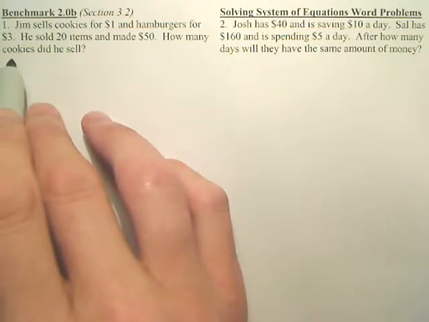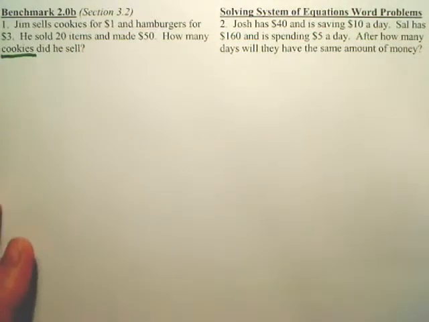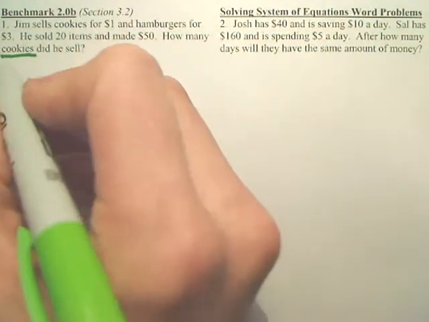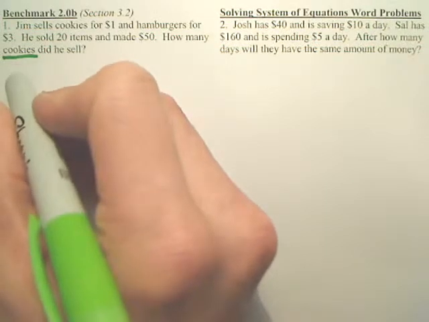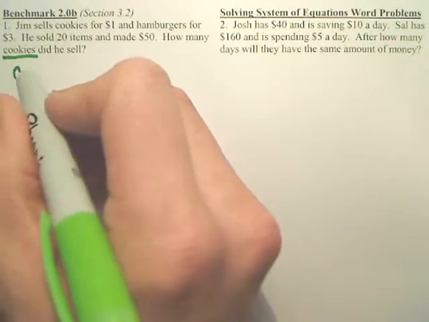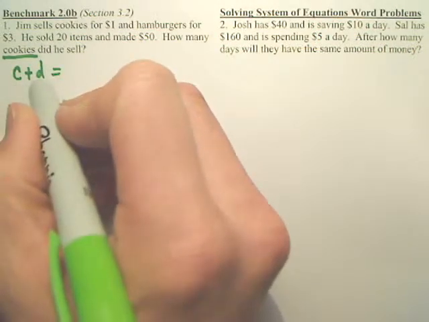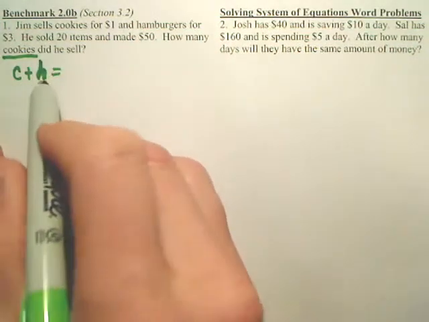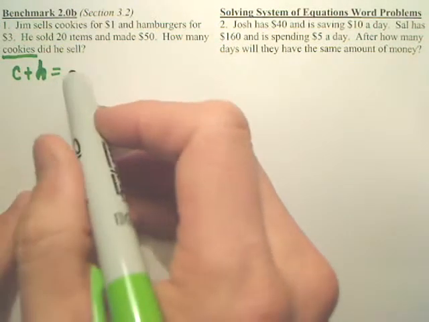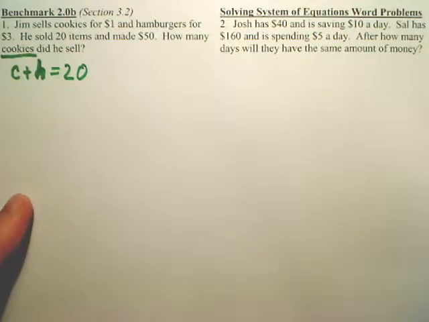The question is, how many cookies did he sell? The key is how many cookies did he sell? Got it? So we want to know cookies. Now, what you got to realize, this is a system of equations in standard form. The first equation is basically going to be C plus H, the number of cookies plus the number of hamburgers. C plus H should equal, in this situation, 20 items. That's the first equation. You always need two equations.